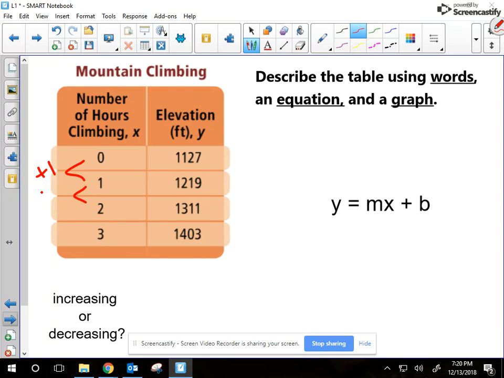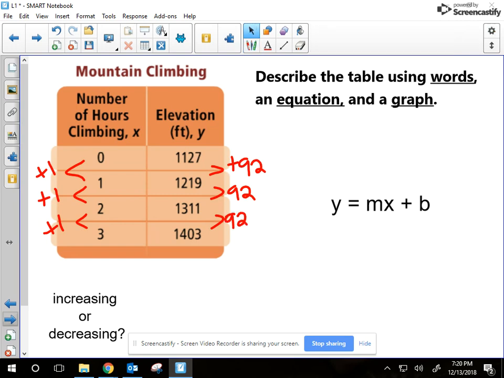The number of hours climbing keeps increasing by 1. And then the elevation increases, so we need to figure out how much it increases by. And it actually increases by a positive 92 every single time.